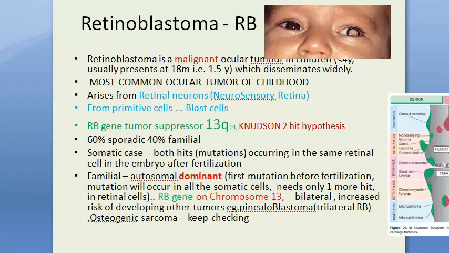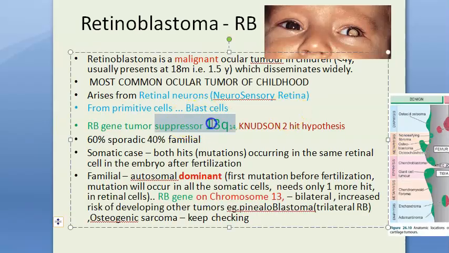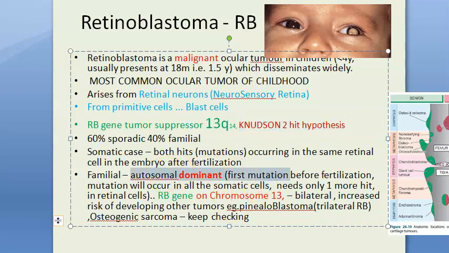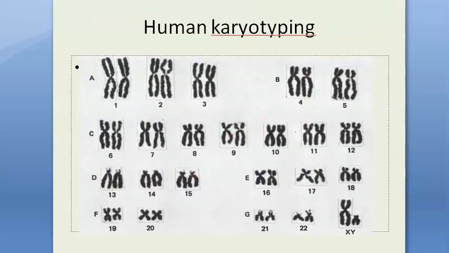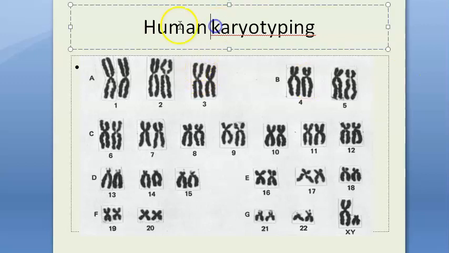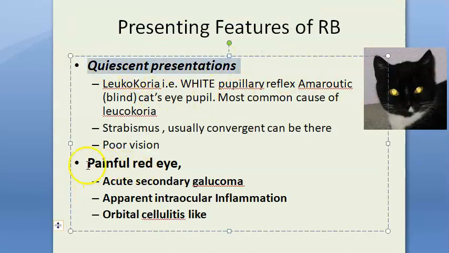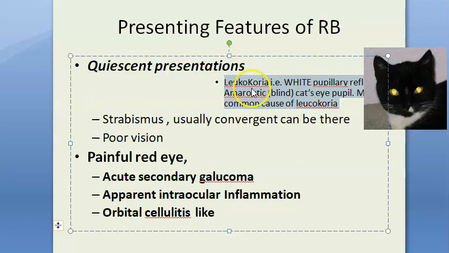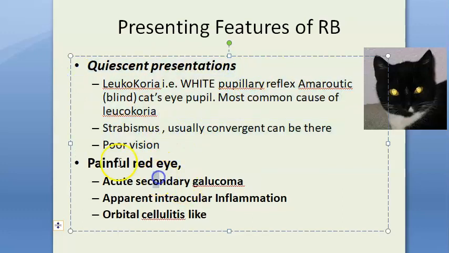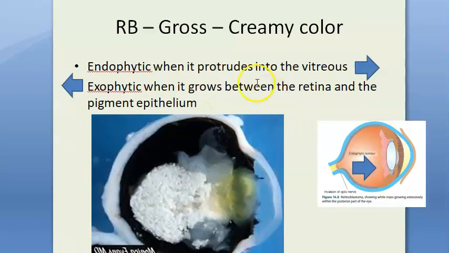So retinoblastoma, what did you see? It's a malignant tumor, 13q, Knudson's two-hit hypothesis. Then people will have osteogenic sarcoma also. They can have pineoblastoma also. Human karyotyping, we saw which one? The 13th chromosome. Then it has two presentations, quiescent presentation and painful presentation. Quiescent presentation, you have leukocoria, white reflex. They don't have pain, and these people will have pain. These people can have poor vision, strabismus.